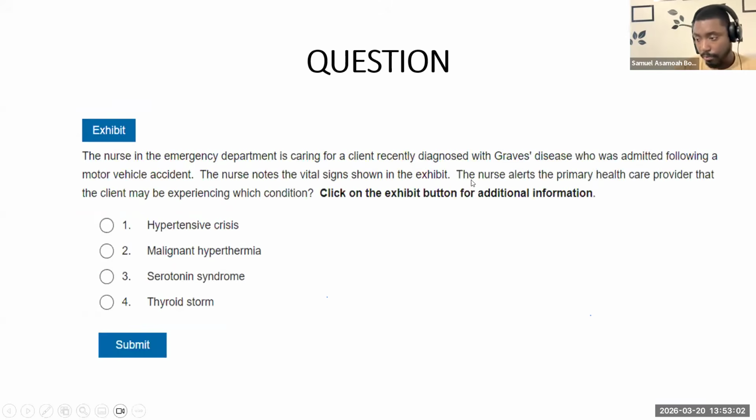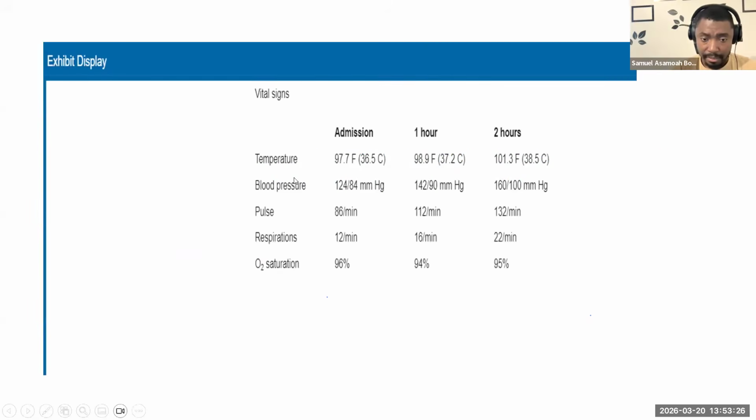Let's try this question too. Let's read together. The nurse in the emergency department is caring for a client recently diagnosed with Graves' disease who was admitted following a motor vehicle accident. The nurse knows the vital signs as shown in the exhibit. The nurse alerts the primary healthcare provider that the client may be experiencing which condition? Let's go and look at the exhibit.